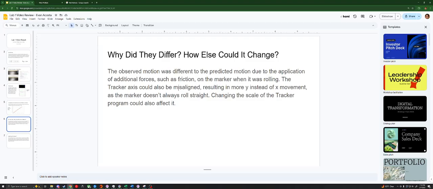The observed motion in the real world was different from the predicted motion because there are a lot of additional forces in the real world that the program wouldn't take into account. Things like friction, the axes maybe being misaligned in Tracker, the calibration maybe being off, the marker possibly not rolling straight. There are a lot of different ways that the results could change.